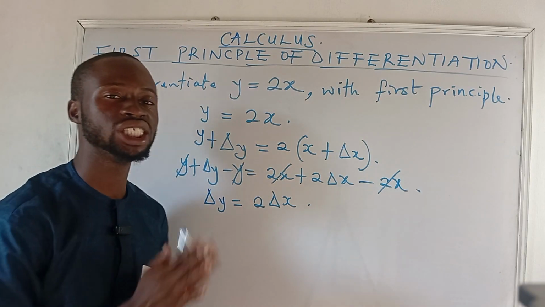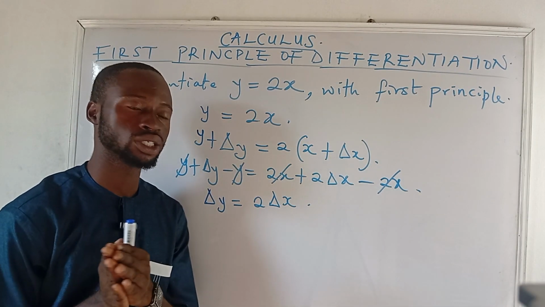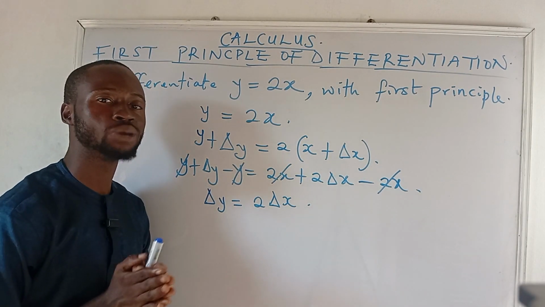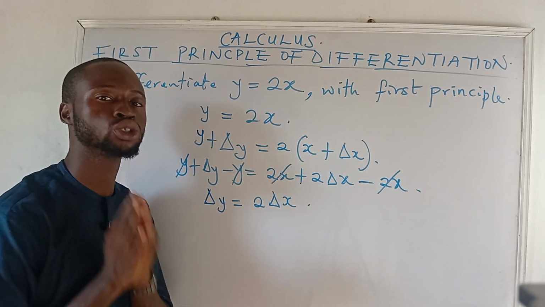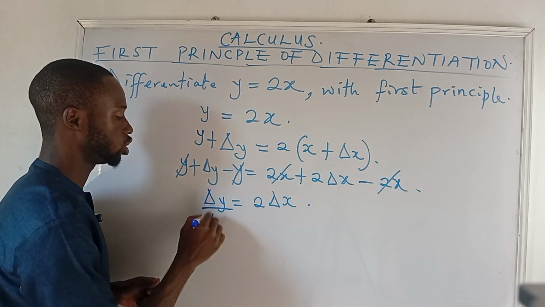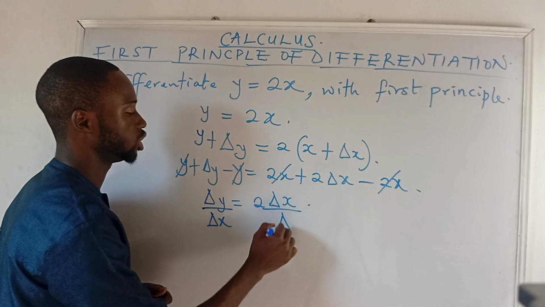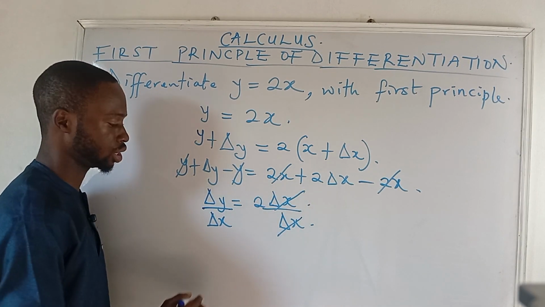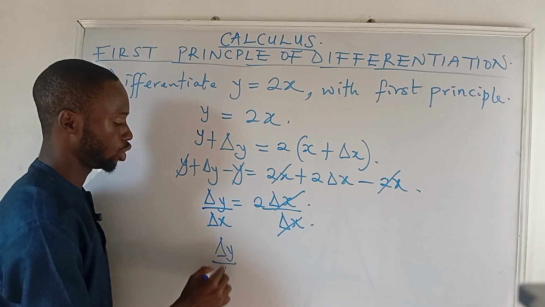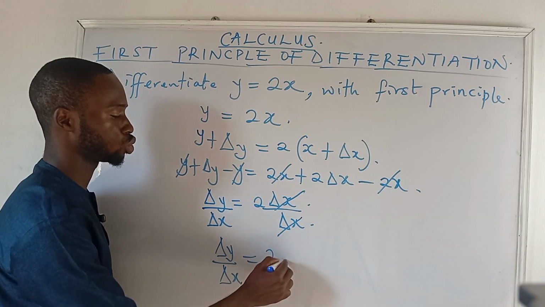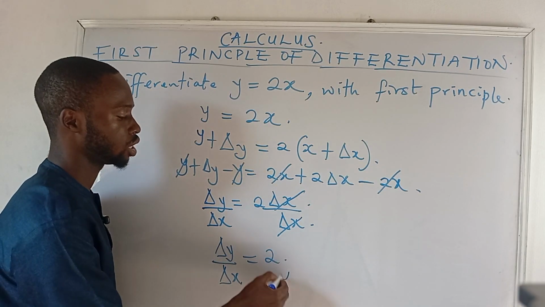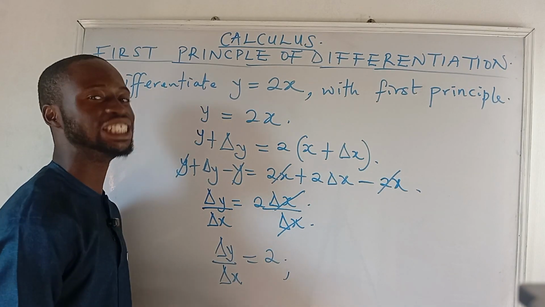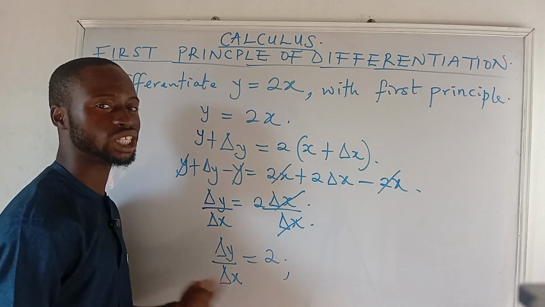Now remember that we are differentiating with respect to x. So we have to divide all through by change in x for our third step. You are dividing all through by change in x. So what you will have is change in x cancels change in x. Then you have change in y over change in x equals 2. This is not our final answer, right? Because you need to find dy/dx, not change in y over change in x.